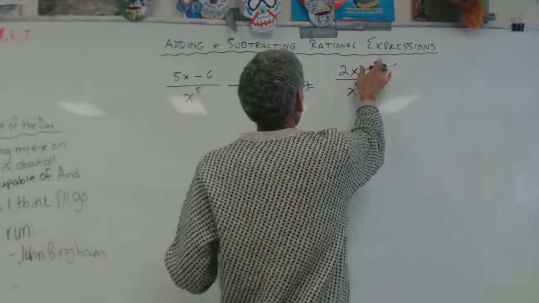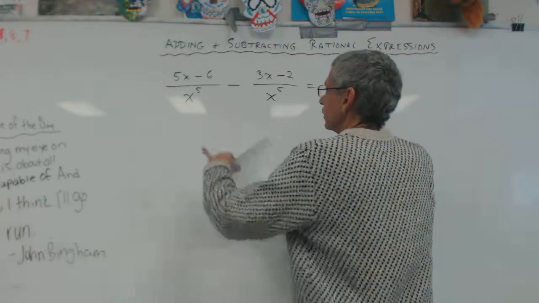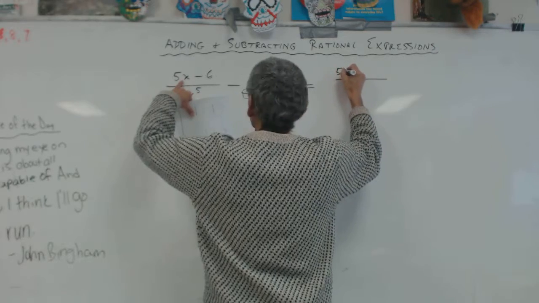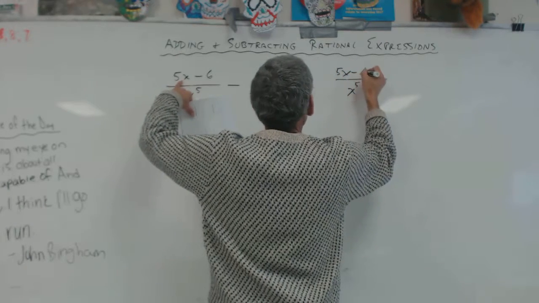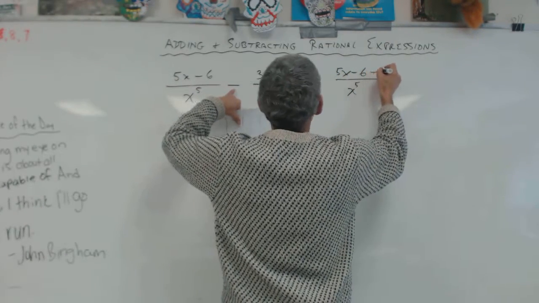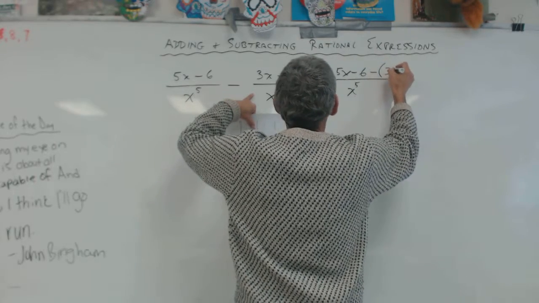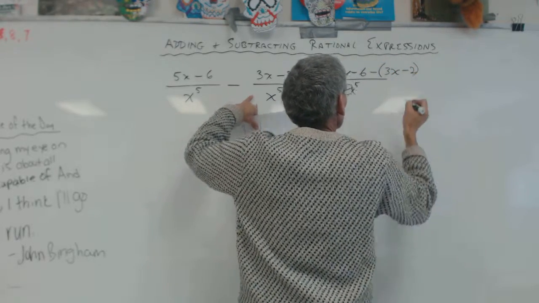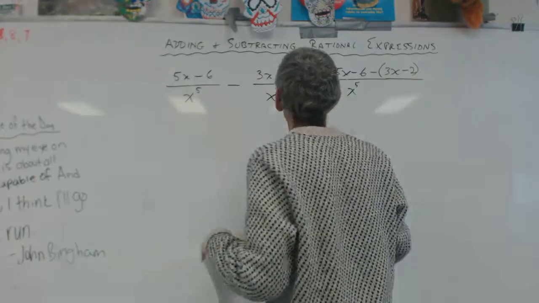Okay, all right. So let's do this again. 5x, so everybody look. This is where people are going to get lost. Minus 6, minus parenthesis 3x minus 2. Other 2? I thought it was 3.